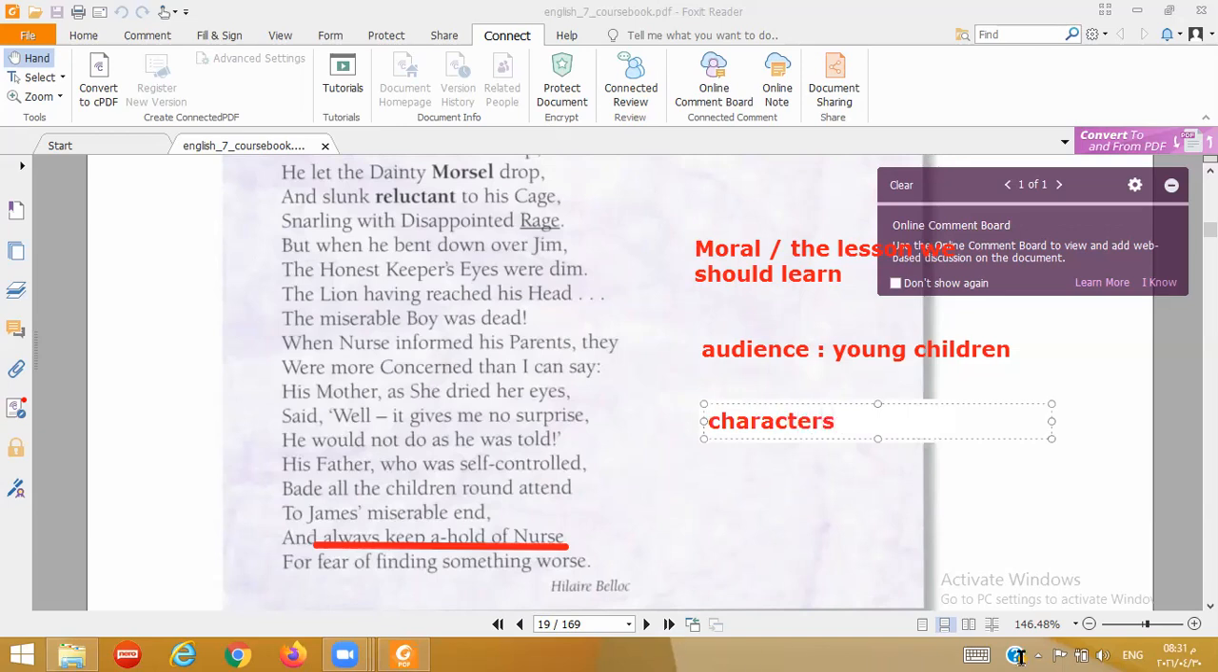Okay, characters. Nurse, Jim, who are the unlucky characters? So we can name the characters with their description, right? Like in every game. Jim the unlucky, the nurse the uncareful, the lion the hungry. Like the hunter. Something like that.